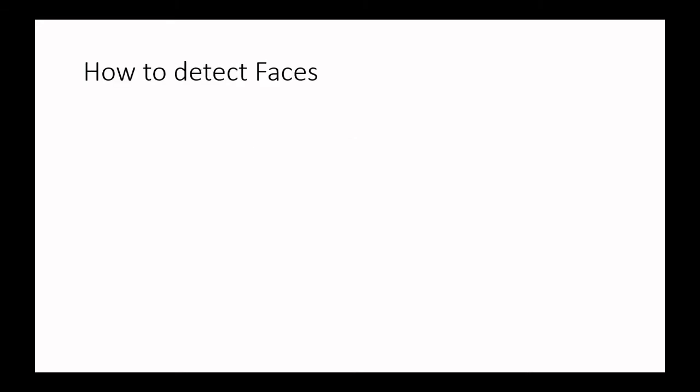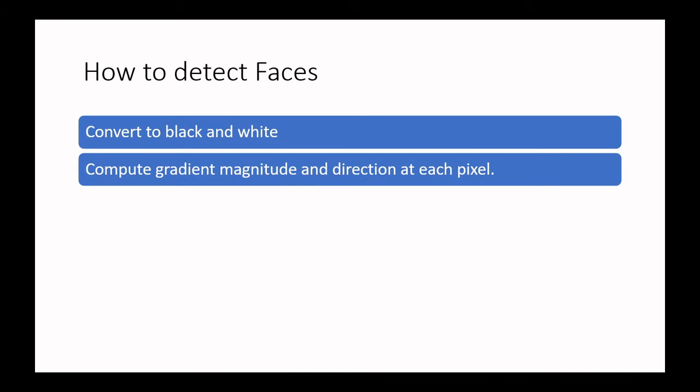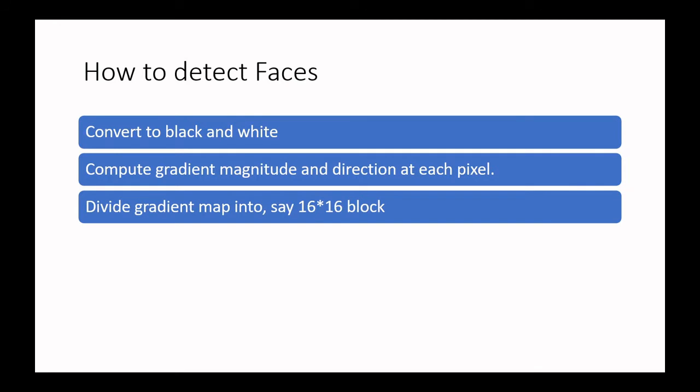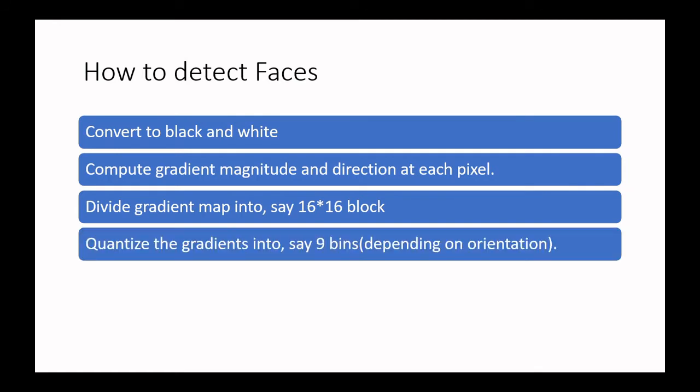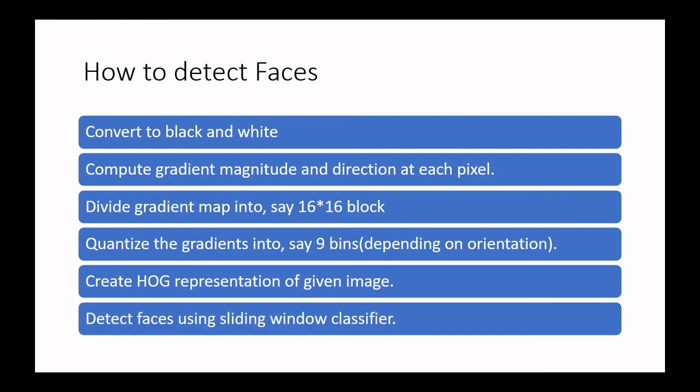So, in a nutshell, to detect faces in images, first convert the image into grayscale, then compute the gradient direction and magnitude at each pixel, and divide the gradient map into 16 by 16 blocks. In each of these blocks, quantize the gradients into 9 bins as per their orientation and weight according to their magnitude. This gives you the HOG representation of the input image. Now this simplified representation can be used with a sliding window to detect faces with the help of a machine learning classifier like SVM.